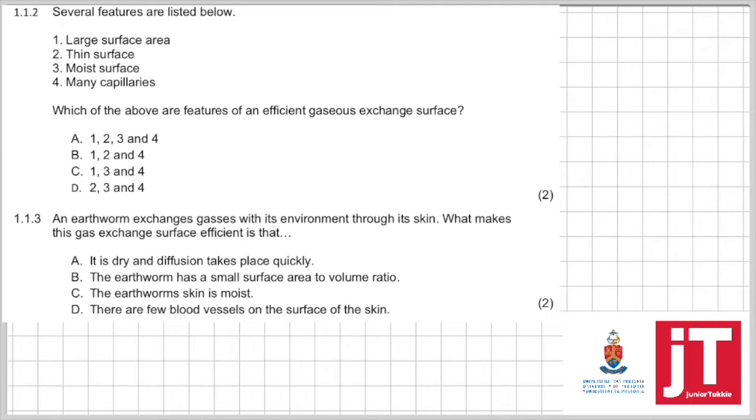A moist surface, yes, that's also necessary of a gas exchange surface because it allows the gases to dissolve into that moisture and bring them very close to the surface, and then it allows that movement across the membrane to take place a little bit more efficiently. And then many capillaries, this refers to an efficient transport system away from the gas exchange surface. So we know that all 4 of these options are definitely part of what an efficient gas exchange surface would look like. So I would say that we're definitely looking at 1, 2, 3, and 4.